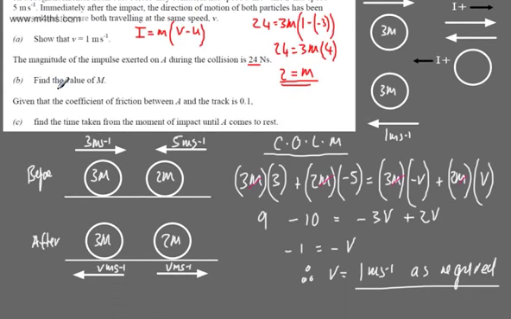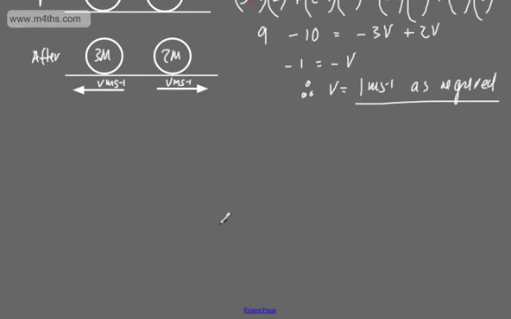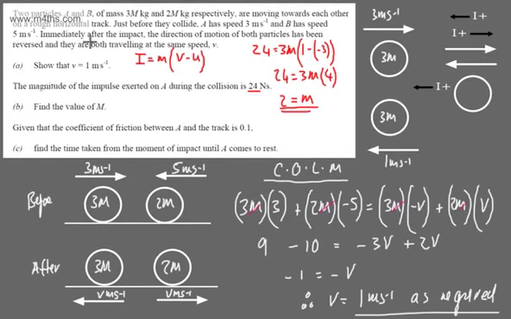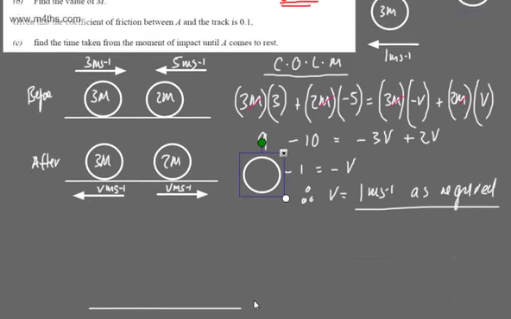The next part says, given that the coefficient of friction between A and the track is 0.1, in part C we're asked to find the time taken from the moment of impact until A comes to rest. So we're now switching away from momentum and impulse, and we're going to be looking at Newton's second law. So let's go ahead and draw a quick sketch. So here's my sketch, and we can put on some information. We're going to use the constant acceleration equations, or SUVAT.